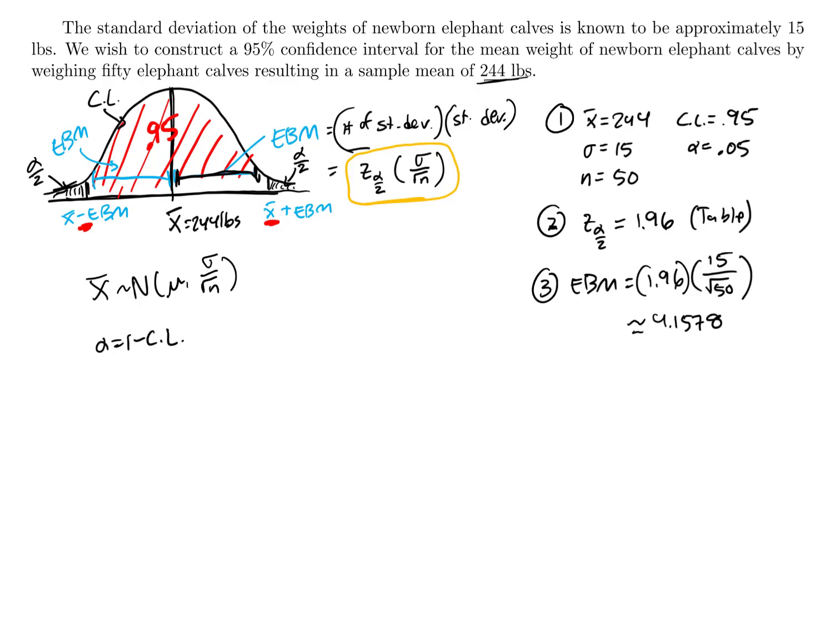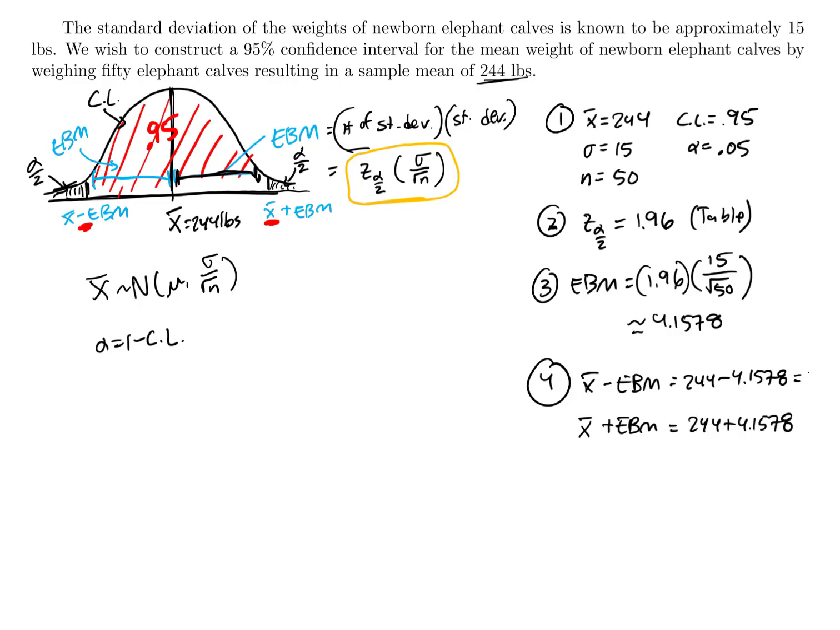Alright, now part 4 then, I now have this value, this distance. The EBM is the distance away from the mean. So all I need to do now is to say sample mean minus EBM and sample mean plus EBM to get those two numbers that I was looking for. Okay, so remember my sample mean was 244. So that's minus that 4.1578 and plus the 4.1578.